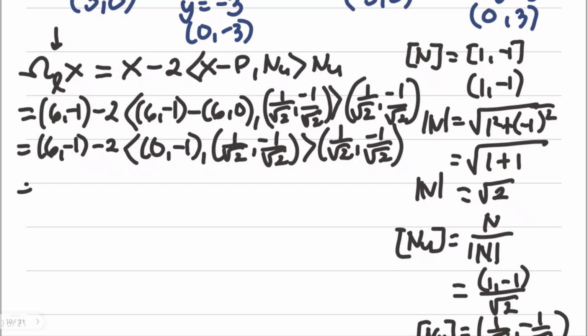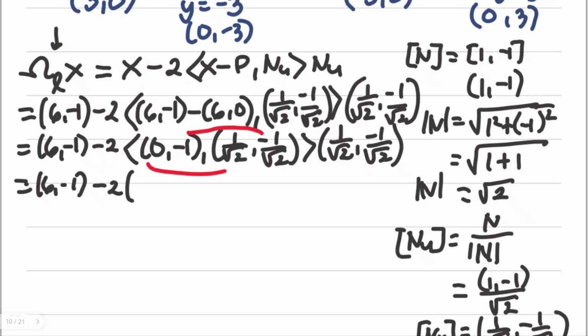This will give us still (6, negative 1). You have here minus 2. As you try to get the inner product, you'll be multiplying the components, but take note, you're going to add them. Hence, you will come up with a scalar result. 0 times 1 over square root of 2 is just 0.